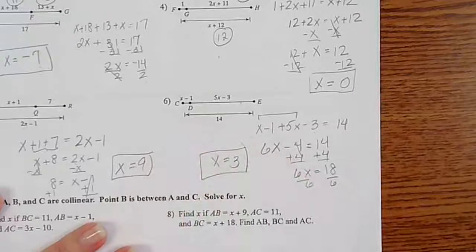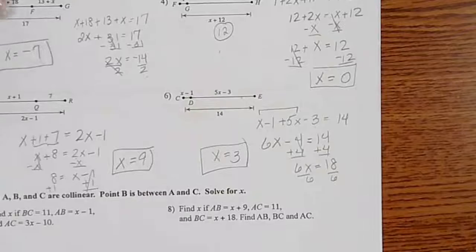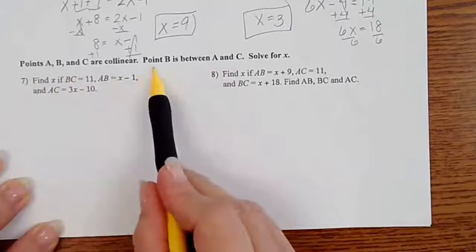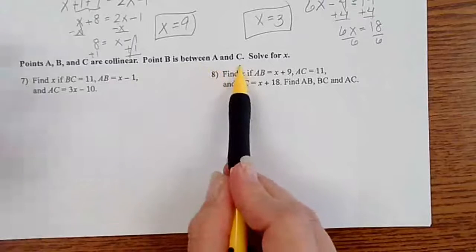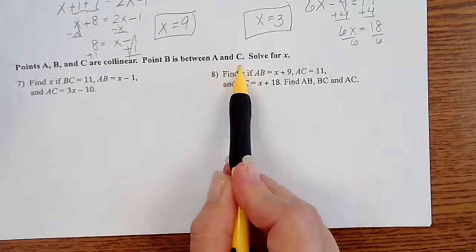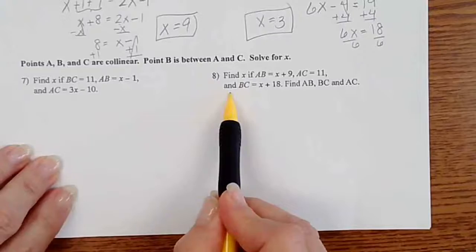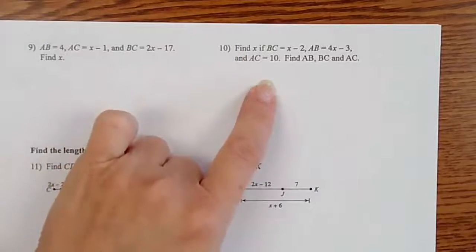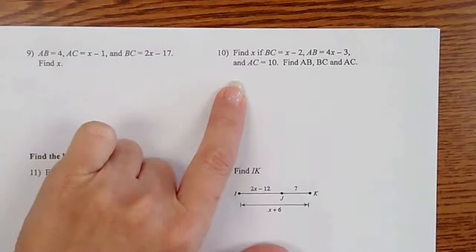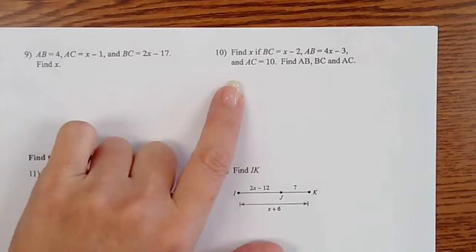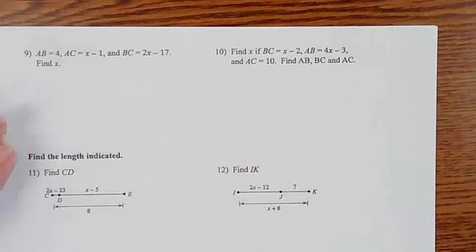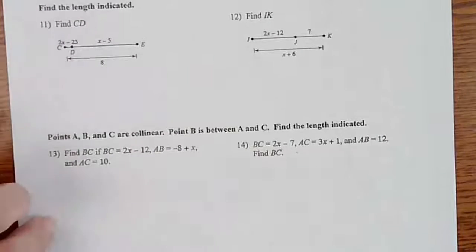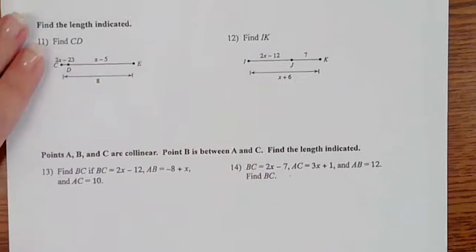Moving on down here, B is between A and C. These are the directions, by the way, for 7, 8, and next page 9 and 10. Here it does a order, but yes, B is between A and C. 11 and 12 are already written out for you, and then here it does say that B is between A and C again. So the numbers 9 through 14, you're going to finish on your own.